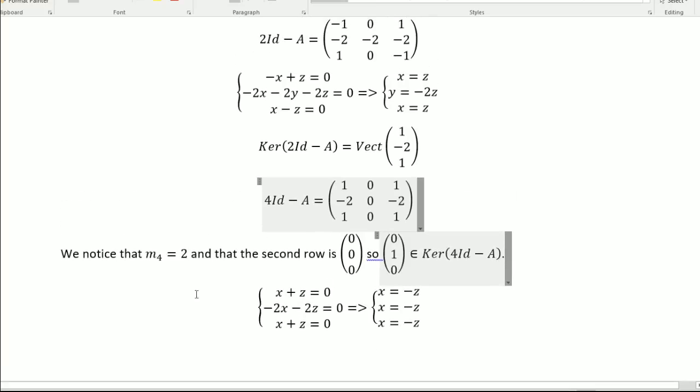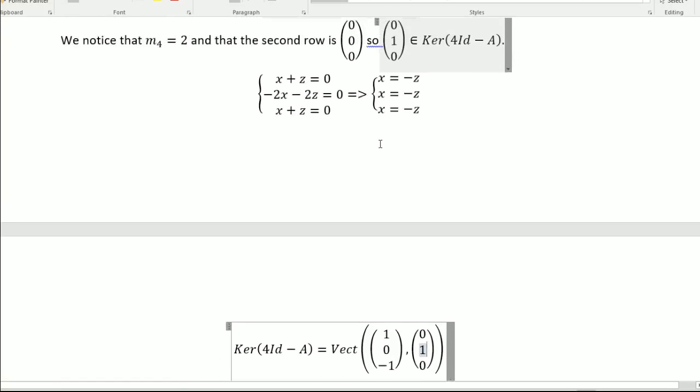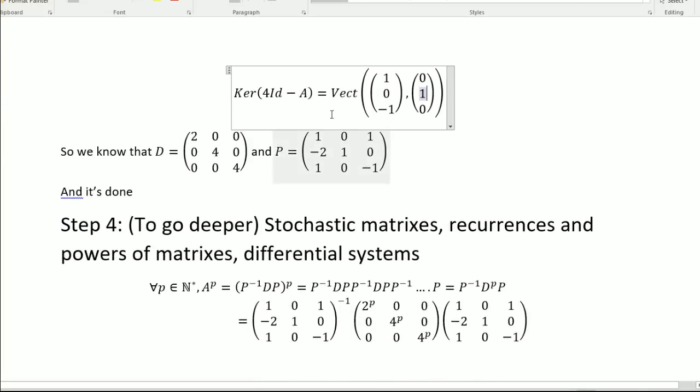And since the multiplicity of 4 is 2, it means that we'll have a 1 here because the eigenvectors of the eigenvalue 4 will generate the space for all values of y. So we get this, and since we know that we have our diagonal matrix and this matrix of change of base, we are pretty much done.